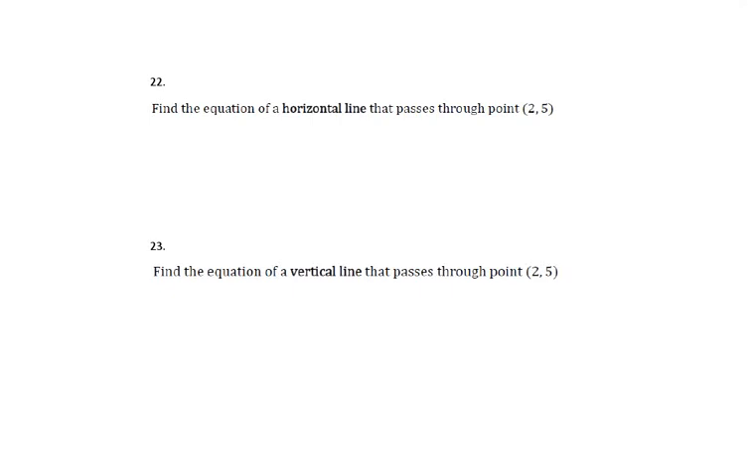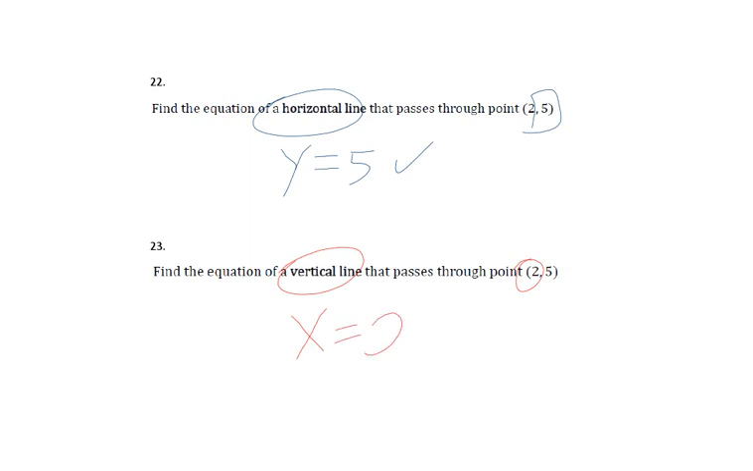Part 1 wants us to find the equation of a horizontal line. All you need to know is horizontal means y. So that means y equals 5. In question 23, they ask for the equation of a vertical line. Vertical means x. So x equals 2. And that's that.